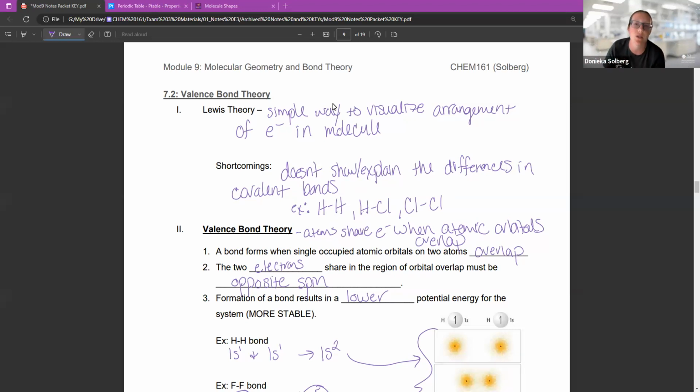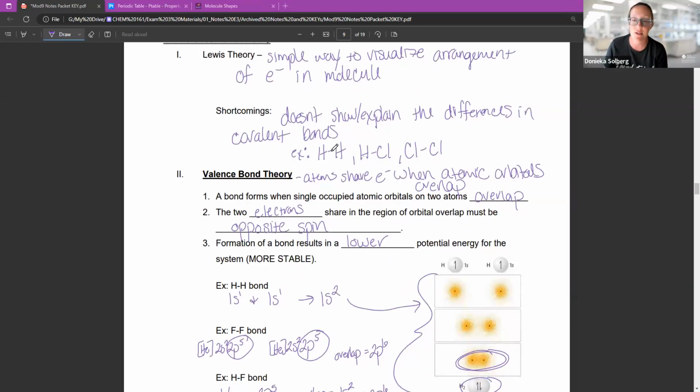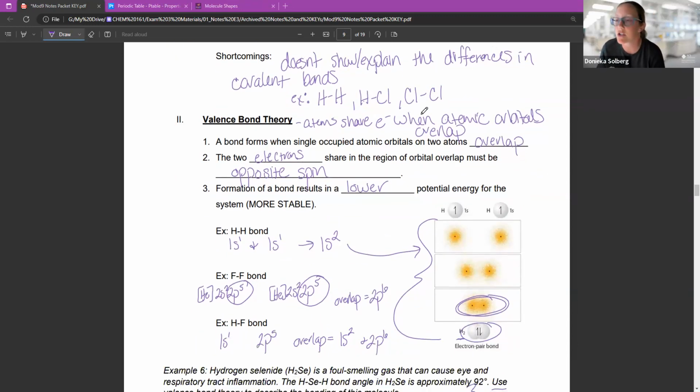So Lewis dot structures, Lewis theory we'll call that, is a simple way to visualize the arrangement of electrons in a molecule. It's like 2D, right? That, of course, had some shortcomings because it doesn't actually show or explain the differences in covalent bonds. These all look the same. The bond that you draw between H-H, H-Cl, and Cl-Cl are all the same. You just draw a line, it's sharing of 2 electrons. And that's not actually the case. Valence bond theory shows that atoms share electrons when their atomic orbitals overlap. So it's not just that they're sharing electrons, it's that their orbitals overlap, and that's where the sharing of electrons happens. So this is just going a little bit deeper.